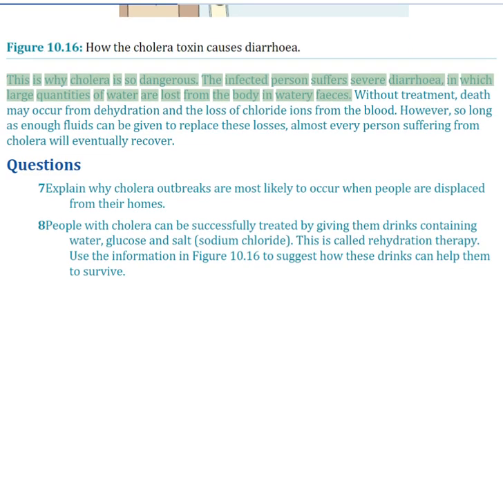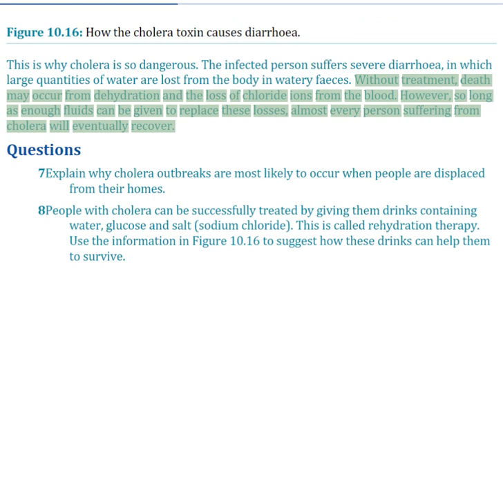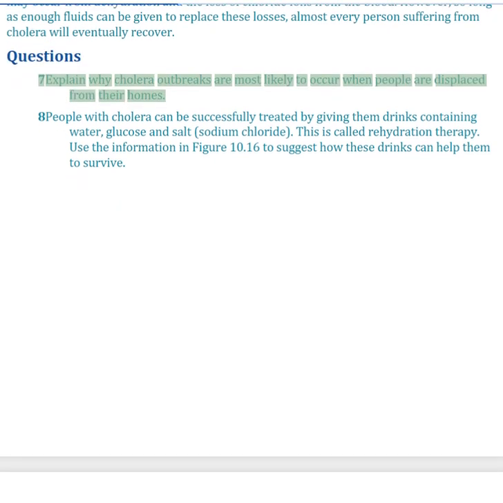This is why cholera is so dangerous. The infected person suffers severe diarrhea, in which large quantities of water are lost from the body in watery feces. Without treatment, death may occur from dehydration and the loss of chloride ions from the blood. However, so long as enough fluids can be given to replace these losses, almost every person suffering from cholera will eventually recover. Questions. 7. Explain why cholera outbreaks are most likely to occur when people are displaced from their homes.